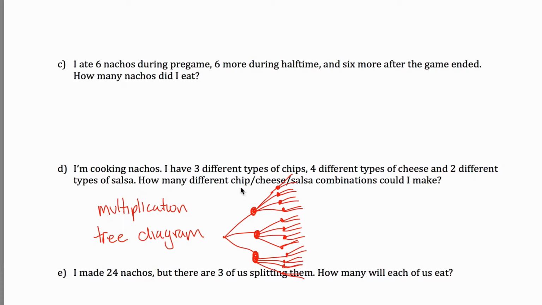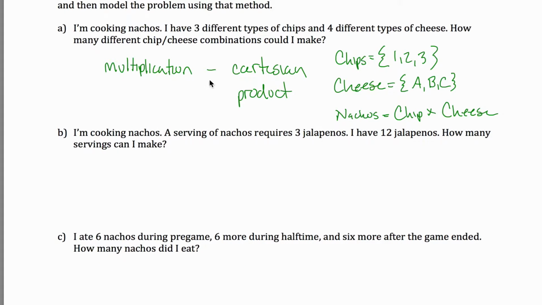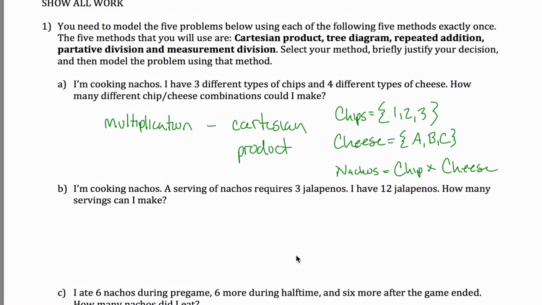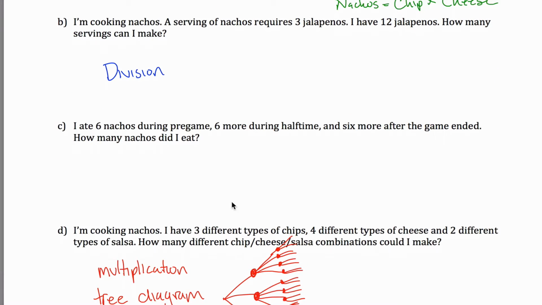And since I'm forced to use it here, I really can't use it up here. And since it said match these up, one method for each of the 5 types of problems, this would have to be Cartesian product. I'm cooking nachos. A serving of nachos requires 3 jalapenos. I have 12 jalapenos. How many servings can I make? Maybe you would notice that this one represents division. I'll put it on hold for now. Is it partitive or measurement? Hang on, we'll talk about it in a minute.